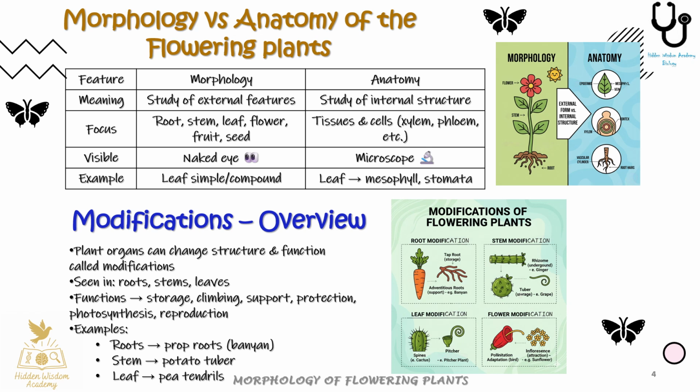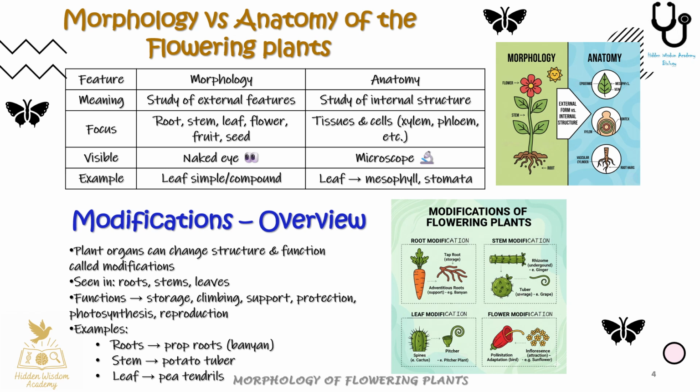Let's now understand the difference between morphology and anatomy. Morphology is the study of a plant's outer parts: roots, stems, leaves, flowers, fruits, and seeds. For example, calling a leaf simple or compound is morphology. Anatomy looks inside the plant. It studies tissues like xylem and phloem, which need a microscope. For example, in a leaf, anatomy shows mesophyll and stomata. In short, morphology is what you see. Anatomy is what's inside. Together, they explain how plants grow and adapt.